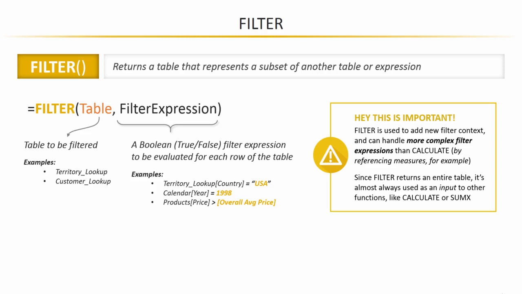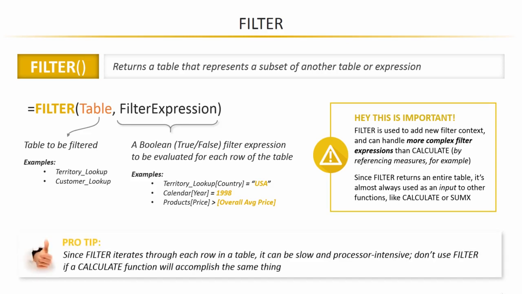And since filter spits out an entire table, you won't use it by itself. It's almost always used as an input to other functions like calculate or sumx, just like we saw with the all function as well. So, little tip here: since filter is an iterator function, it can be slow and pretty processor intensive. Not a big deal at all if you're working with manageable file sizes, but as a best practice, don't use filter if a standard calculate function will get the job done.